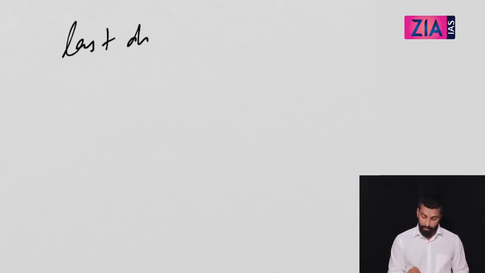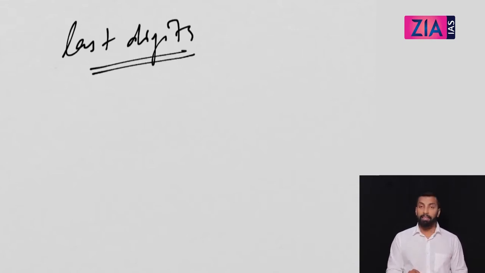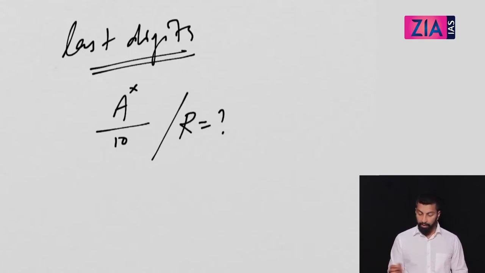Now, in the previous video, we have seen how to find the last digits. I hope all of you understood that. Or this question can be asked like: a number a raised to x divided by 10, what is the remainder? They can ask you like this also. So you understood how to find the last digit. Or they can ask this question in a different way also: what is the rightmost non-zero integer or last non-zero integer?